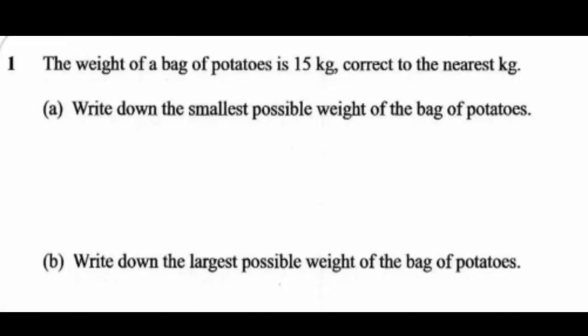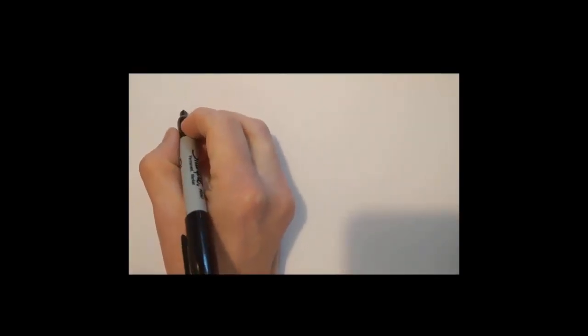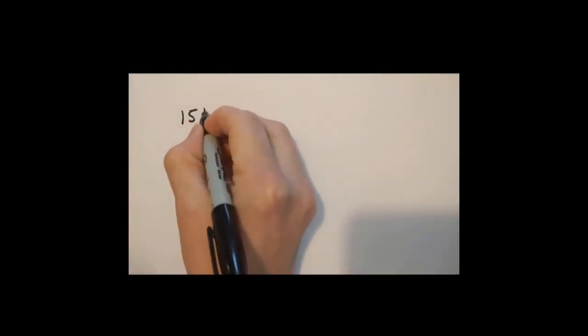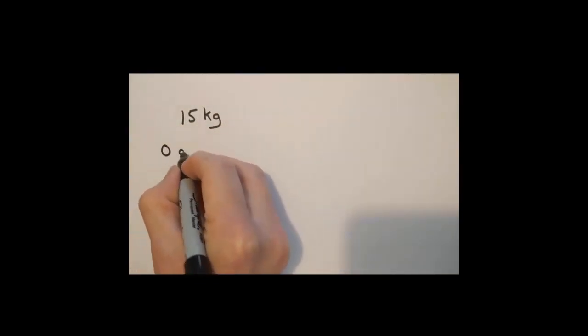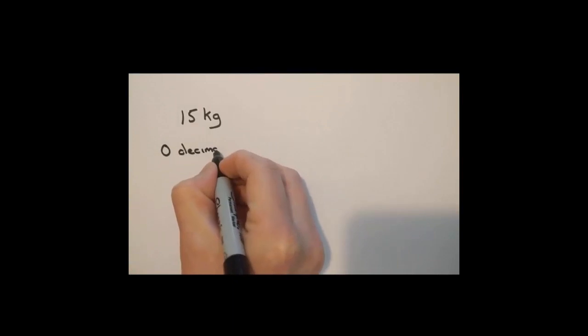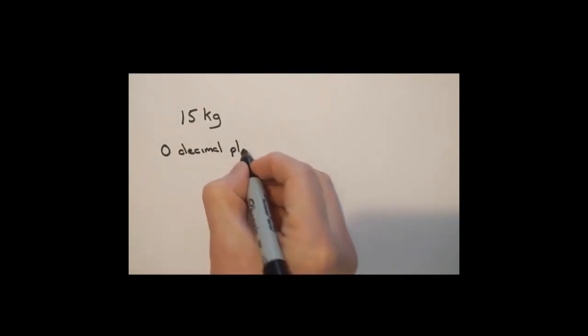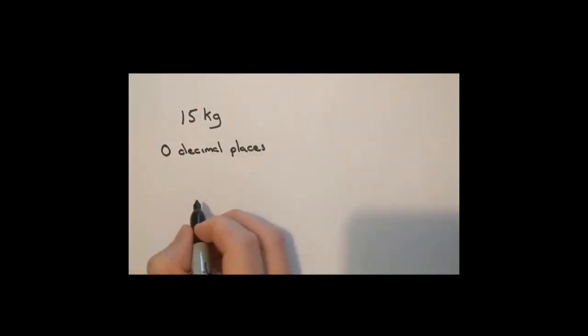So now, to complete this question, we write down that the bag of potatoes weighs 15 kilograms. There are no decimal places in this question, and so we will look to the first decimal place in order to find the smallest amount and the highest amount.